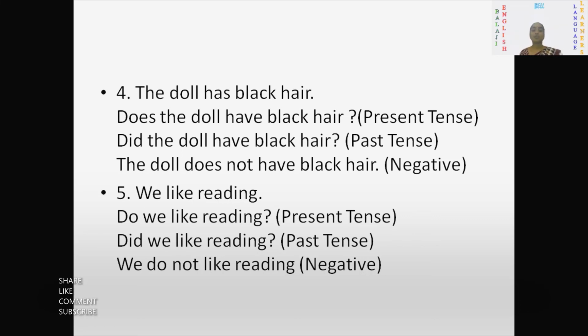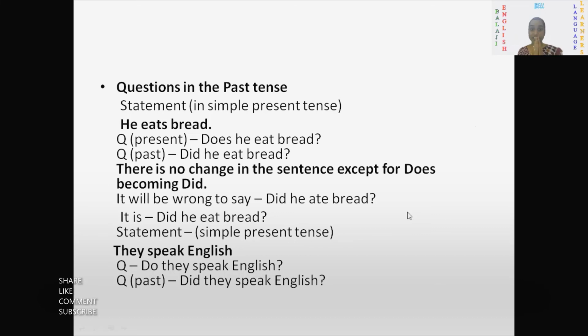Okay. Next, we like reading. Do we like reading? Did we like reading? We do not like reading. Next, when we go for the questions in the past tense, the statement will be in a simple present tense. You have to make the questions in the past tense. Suppose I say the sentence, he eats bread. Now, the question will be like, in the present tense, does he eat bread? Did he eat bread in the past?